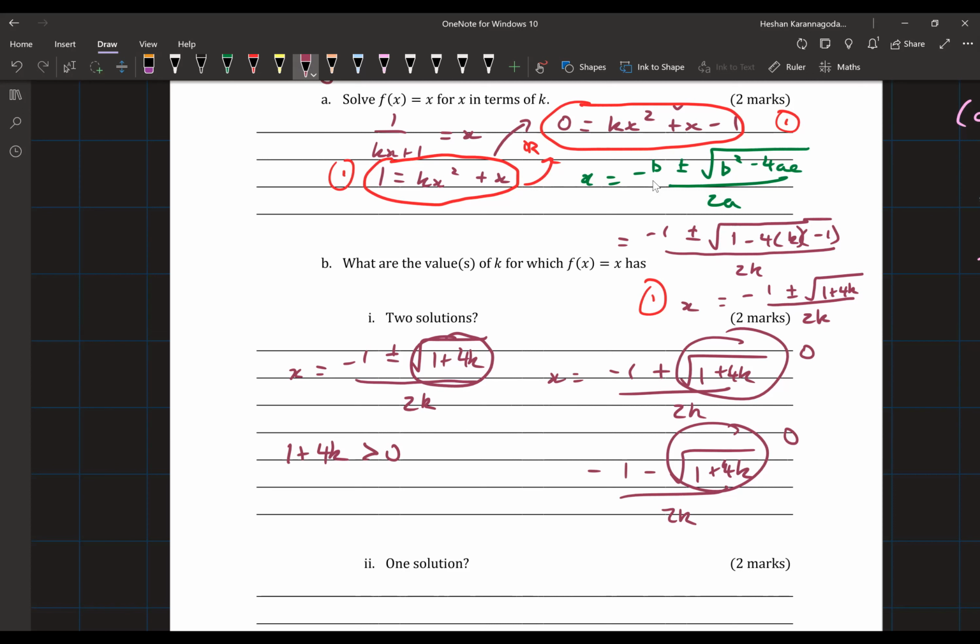Okay. So what we do is we have this inequality, 1 plus 4k is greater than 0, whatever's underneath our square root greater than 0. And then we just rearrange for k. So what we get is 4k greater than -1.